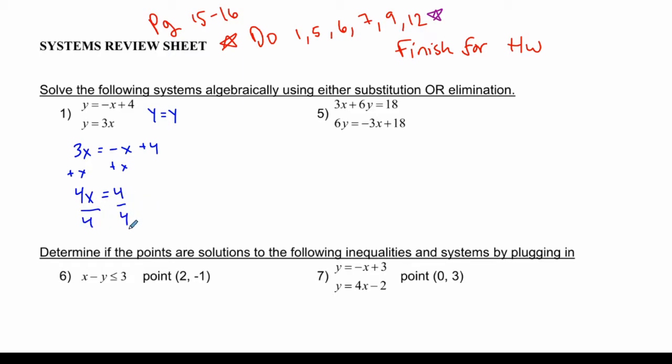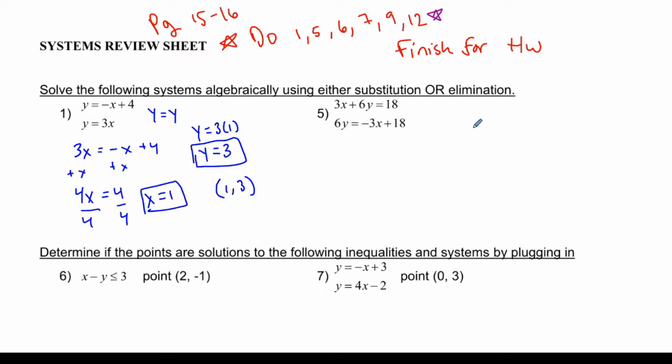Divide. We have x equals 1. Okay. Get y by plugging in x. So y equals 3x, y equals 3 times 1, or y equals 3. We'll write our answer as a coordinate point, (1, 3).